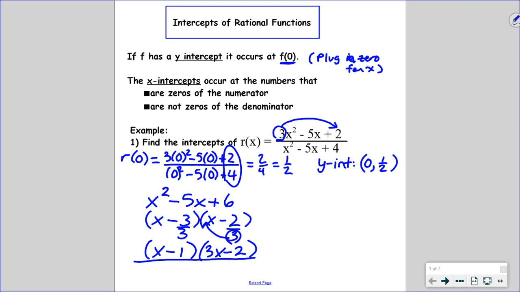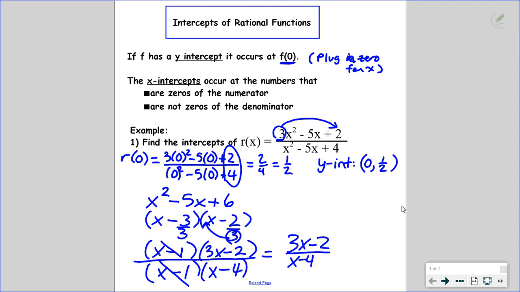The factors of the denominator are a little bit easier. Factors of positive 4 that add to negative 5 would be negative 1, negative 4. Notice, see how we have x minus 1 over x minus 1? Go ahead and simplify, because you don't want to include those factors when you're finding the x-intercepts. Because remember, your x-intercepts occur at the numbers that are zeros of the numerator, but are not zeros of the denominator. Or another way to think of this is you just want to look at the simplified form.